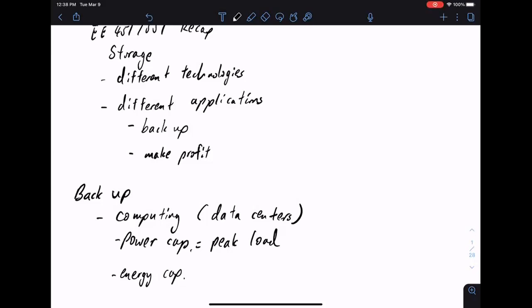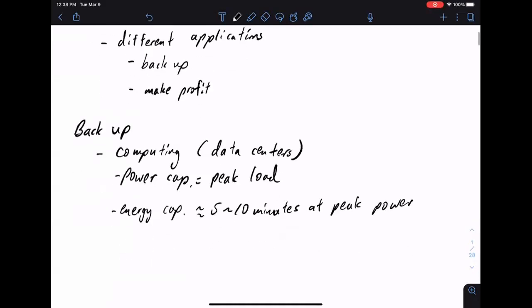So what we actually do in data centers, energy capacity is roughly 5 to 10 minutes at peak power. So it's a very large battery in terms of power capacity, not very large in terms of energy capacity. The reason that you only need 5 to 10 minutes is this fails over to a conventional generator.